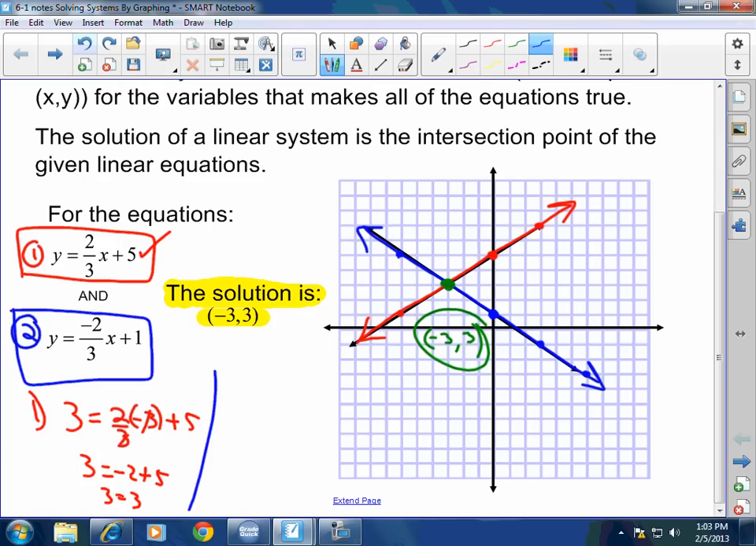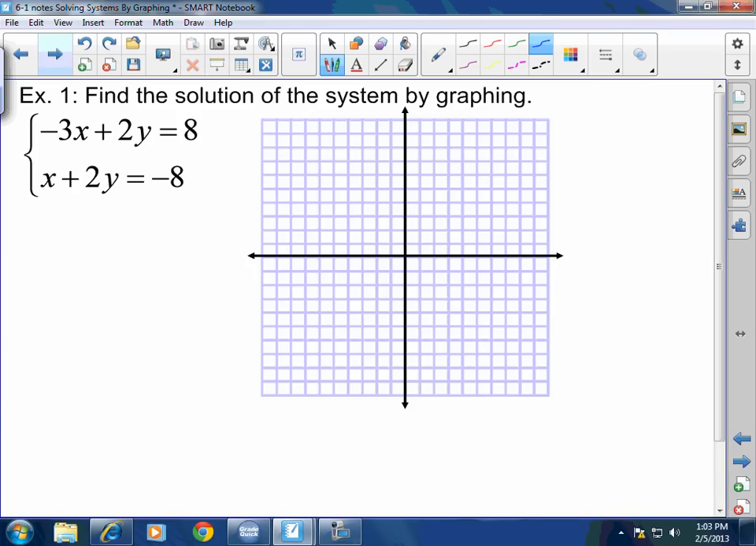Let's test it now for the second equation. Y, which is 3, must equal negative 2/3 times x, which is negative 3, plus 1. Well, this is 3 equals, that's 6 divided by 3, so that's 2 plus 1, and 3 does equal 3. So both of them work. Both equations are solved by that one solution. So we graph them, see where they intersect, plug those points in to make sure we got them correct. Does that make sense?